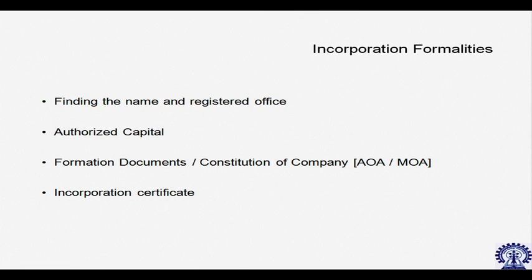Now, in case of a private limited company, you need to decide your authorized capital. Authorized capital you need to mention in the Memorandum of Association, and authorized capital is the amount which the company can raise in its lifetime until it has been changed by the general meeting. That means, if you are registering a company with 2 lakh rupees of authorized capital, then the company can raise a maximum of 2 lakhs as authorized capital.